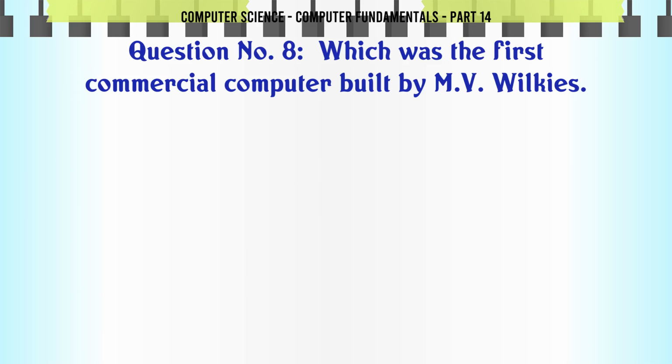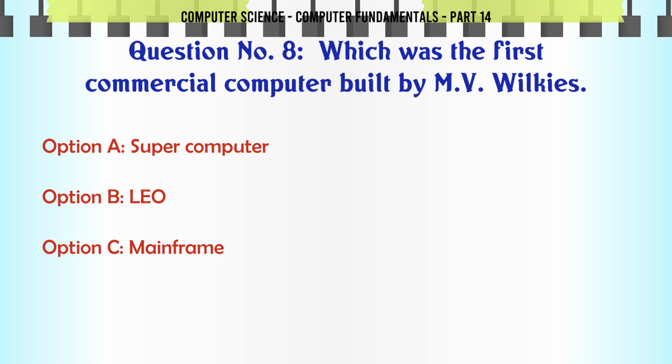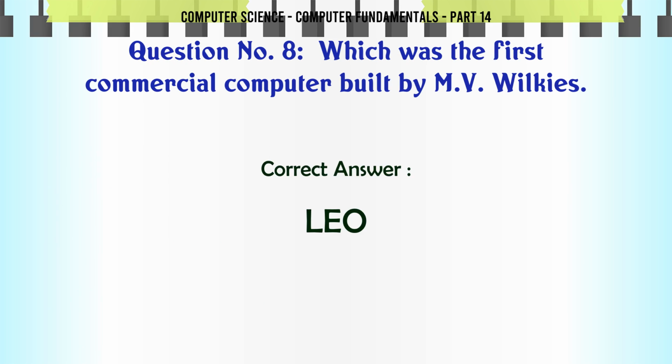Which was the first commercial computer built by M.V. Wilkes? A. supercomputer, B. Leo, C. mainframe, D. microcomputer. The correct answer is Leo.